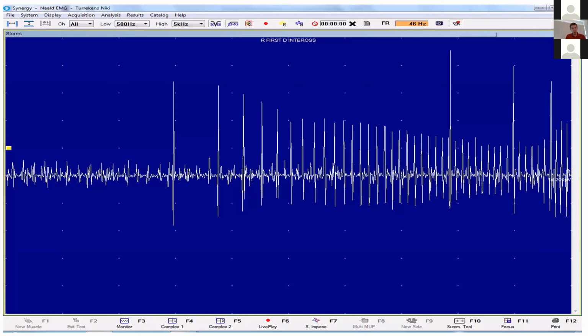In this screen, in a sweep of 1 second and a sensitivity of 200 microvolts, I will show you some myotonic discharges. Try to look and try to listen to the sound of the myotonic discharges.